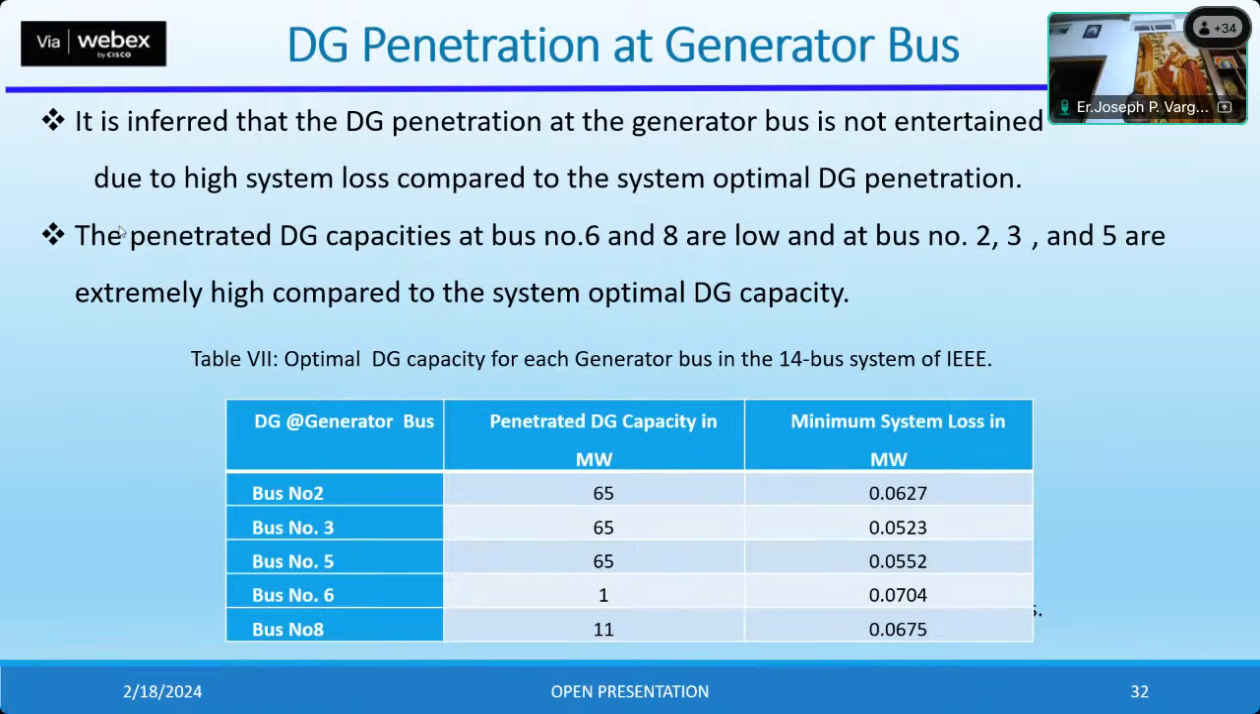That is, it is inferred that DG penetration at the generator bus is not at all entertained due to high system loss compared to optimal system DG penetration. The penetrated DG capacities at bus number 6 and 8 are low, and at the other bus numbers 2, 3 and 5, these are the penetrated DG, and the losses are also very high. Hence, this research reveals that while we penetrate DG at any generator bus, our system loss will be increased. Hence, it is not at all recommended.